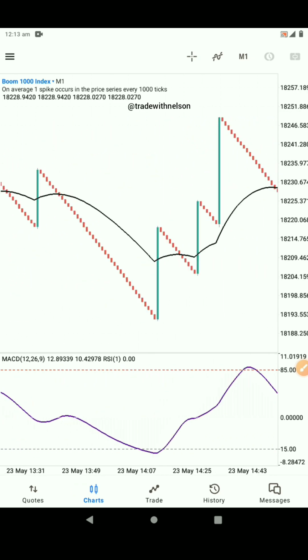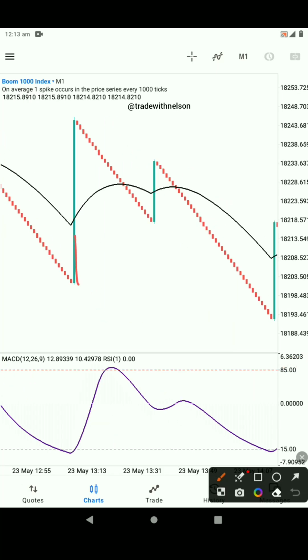So what are we looking for? First thing we want to wait for is a spike to the upside that pushes the MACD into the 85 level, at the same time breaking the moving average to the upside. Then you want to see candles coming down, creating candles below the moving average. You want to see at least 2 candles below this moving average.